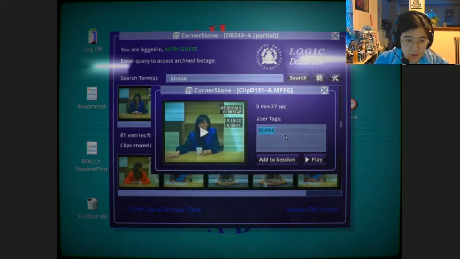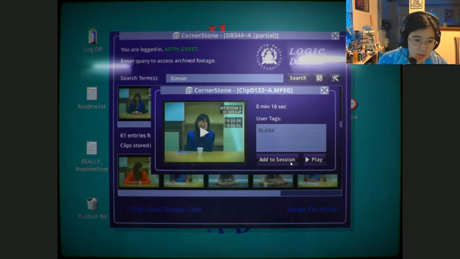All right, so Simon, 6 foot, average build, ginger hair, clean shaven, close to the victim, went to Rome. All right, add that to the session. What about this one?